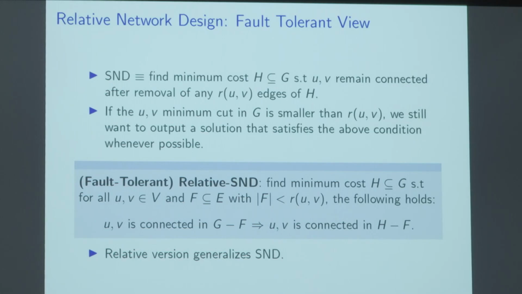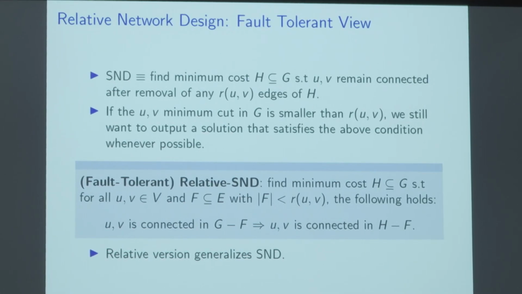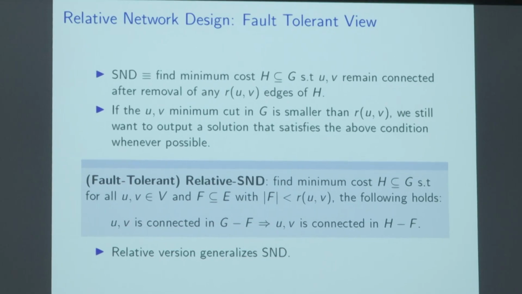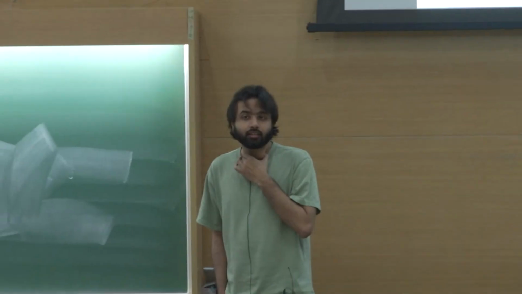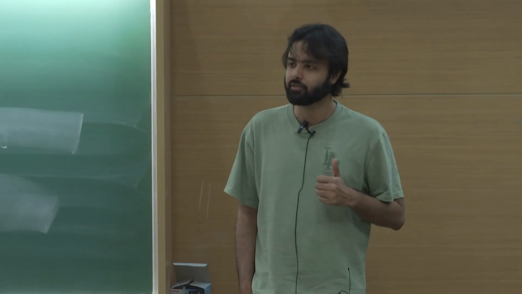This is the main definition. Will you allow multiple edges between any two nodes? Yeah, it does not matter. You can allow that, but let's assume that that's not the case for the talk. Okay, so is this clear, what we are saying here?